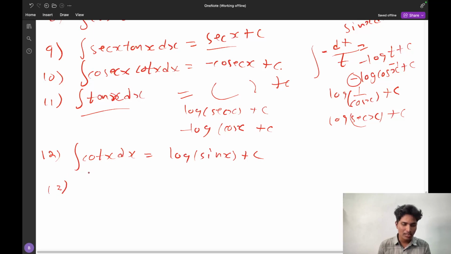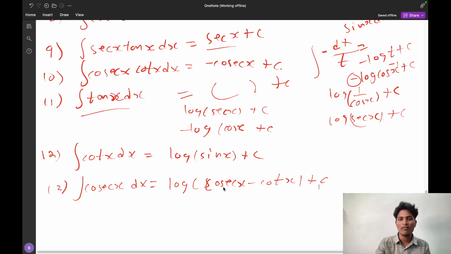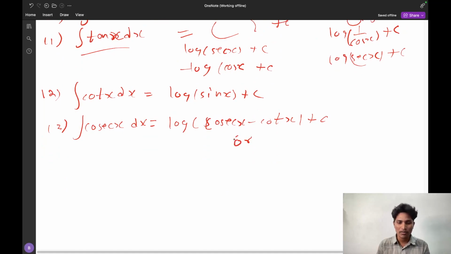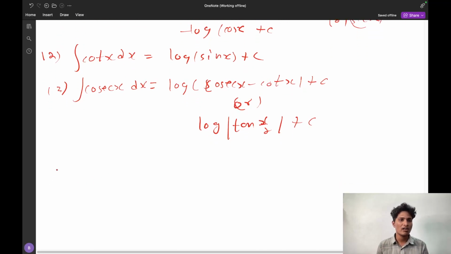And next, the last, 13th formula is integral cosecant x dx. Integral cosecant x dx is very important. That is log of cosecant x minus cot x plus c. Or another formula which is very important is log of tan x by 2 plus c. This is the formula for integral cosecant x.